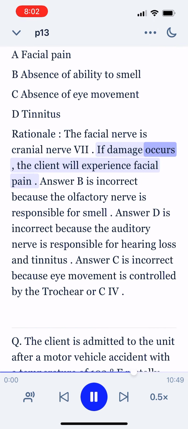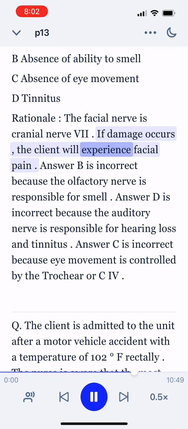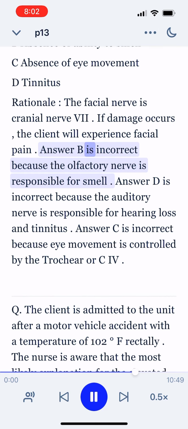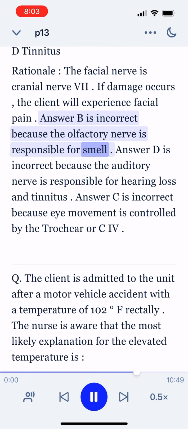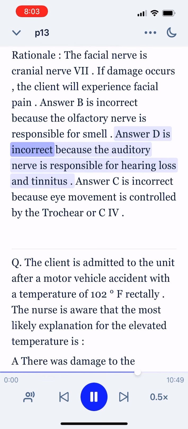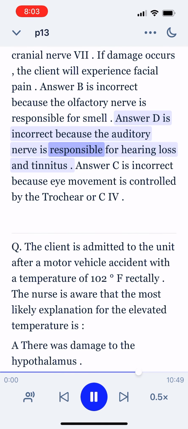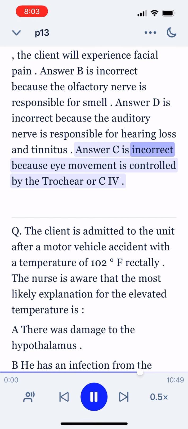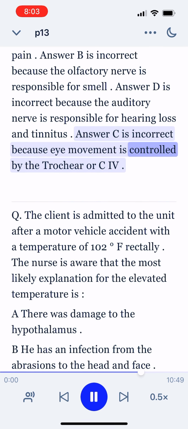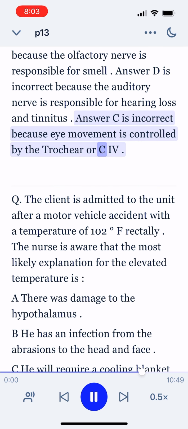If damage occurs, the client will experience facial pain. Answer B is incorrect because the olfactory nerve is responsible for smell. Answer D is incorrect because the auditory nerve is responsible for hearing loss and tinnitus. Answer C is incorrect because eye movement is controlled by the trochlear nerve or C4.